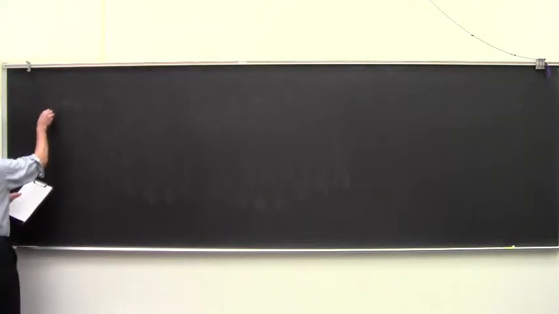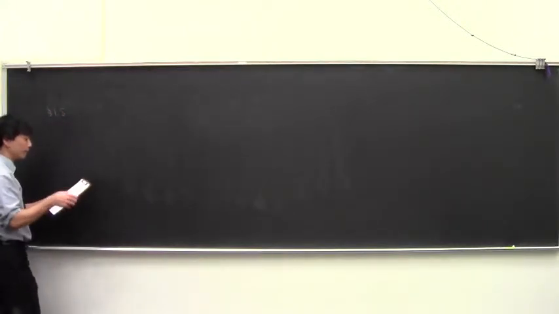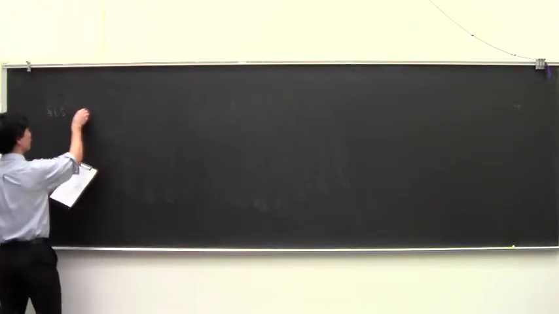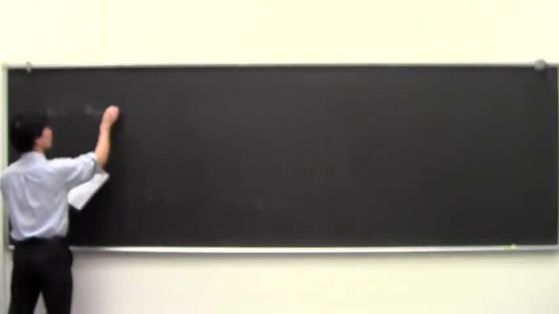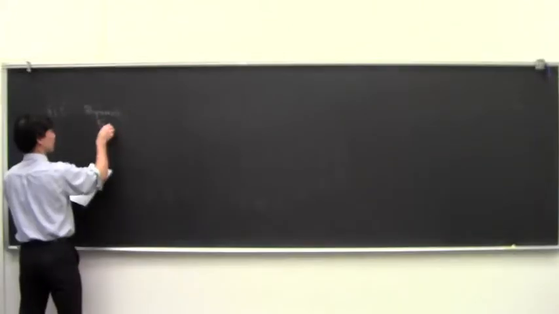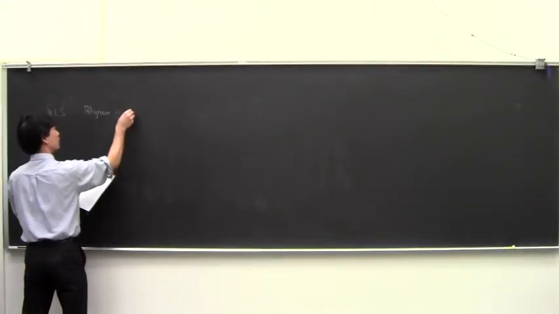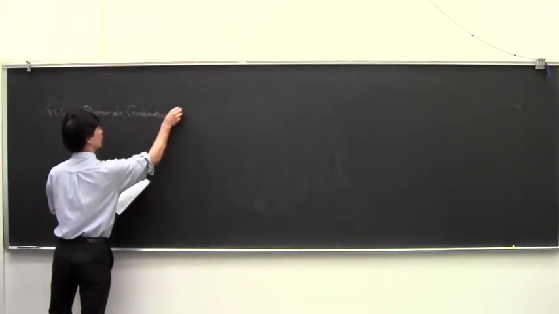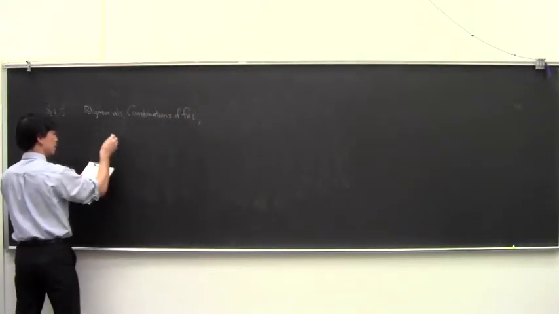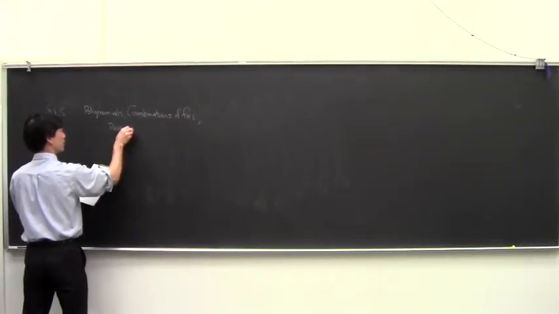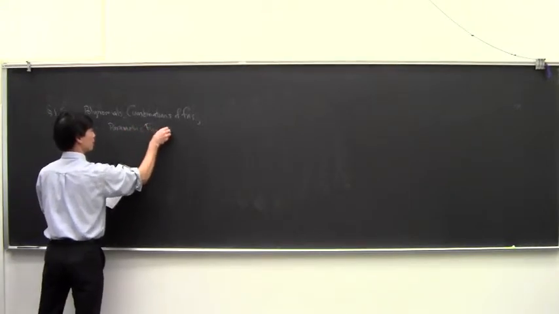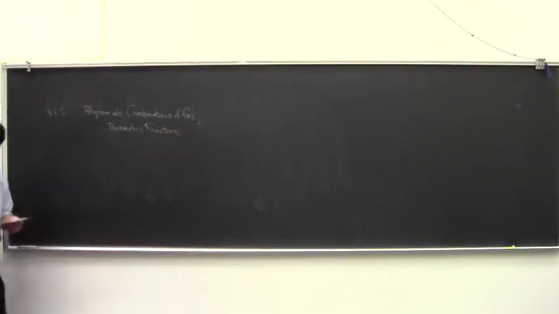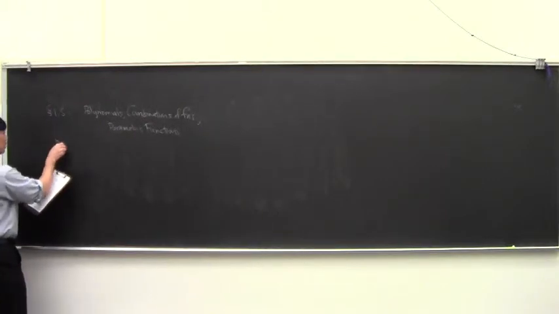Right, so 1.5 is basically just more review about functions, things that you've probably seen before: polynomials, functions, sort of combinations of functions, and parametric functions, which maybe some of you have not seen before. Again, just formalizing what you've learned in the past. Let's start off with a definition.